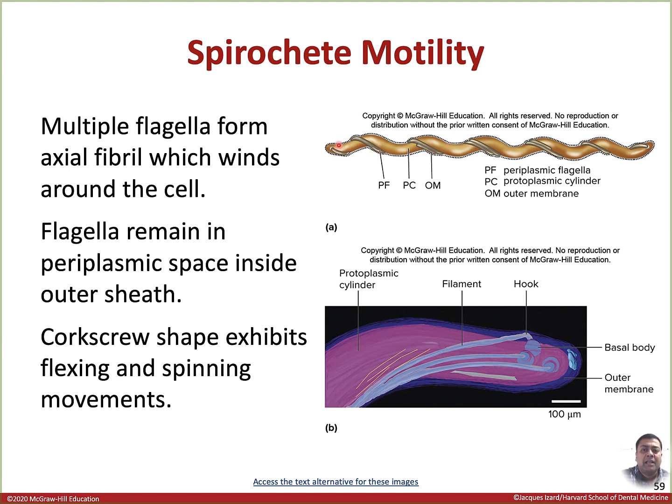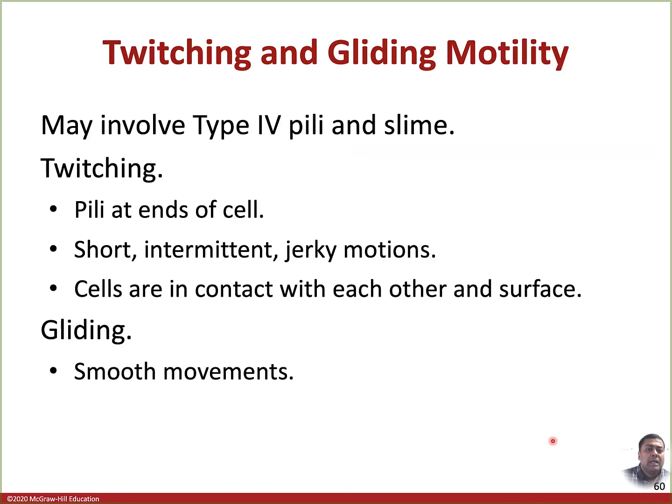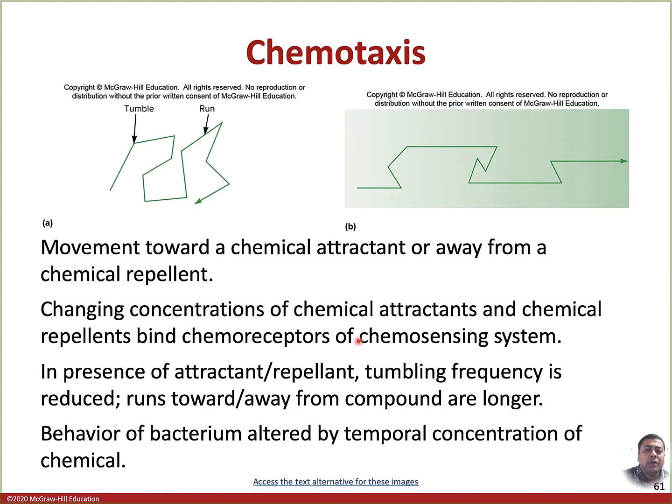And remember that the flagella are under the periplasmic membranous structure, and are not exposed outside, but they are constantly in a dynamic motion due to this structure. There are a couple of different types of movement, like twitching and gliding movement. These may involve the type 4 pili or slime. Gliding is through smooth movements. Pili at the ends produce short, intermittent, jerky movement. These can be shown as well.